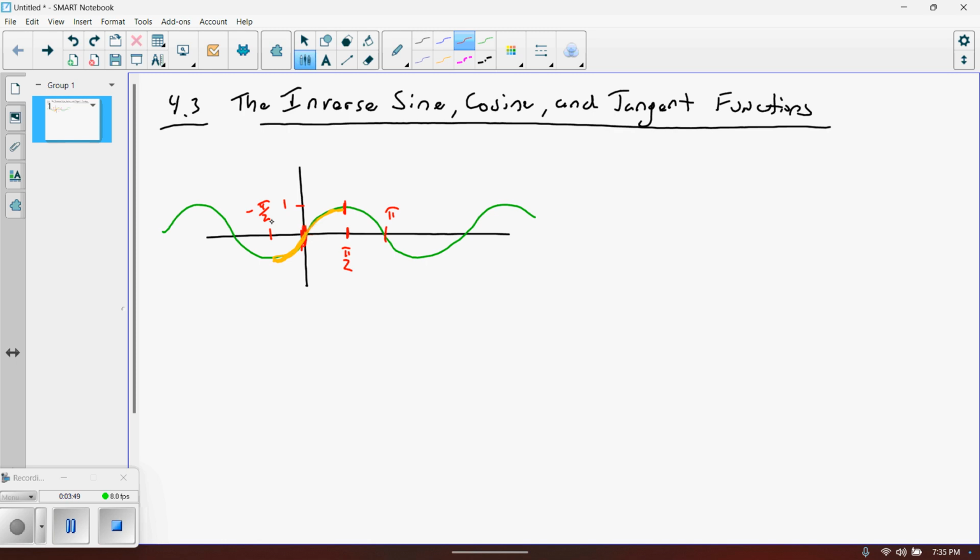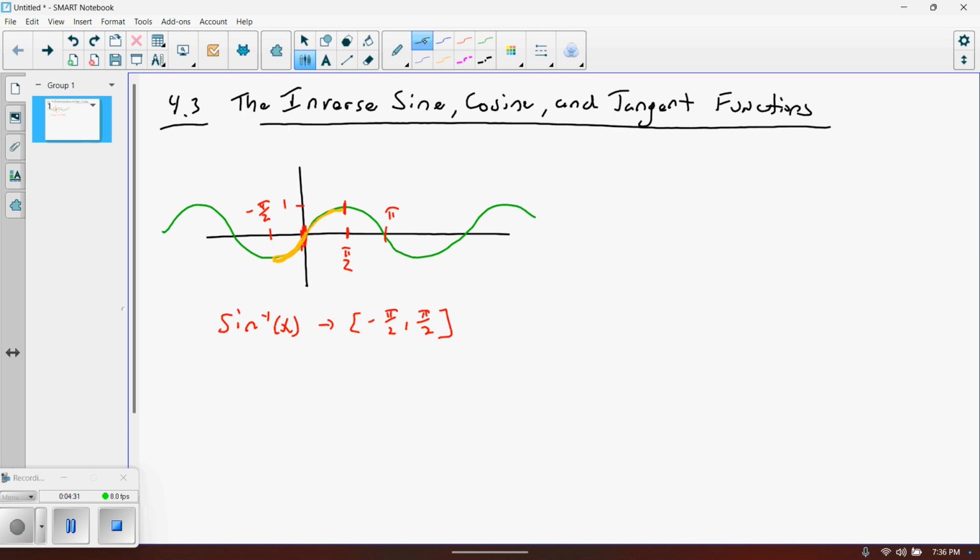So for the inverse sine to become a function, you have to restrict sine itself to only exist between -pi halves and pi halves. So inverse sine of x or theta or whatever it is going to have a restricted domain between -pi halves and pi halves. So that's where inverse sine is going to be restricted.